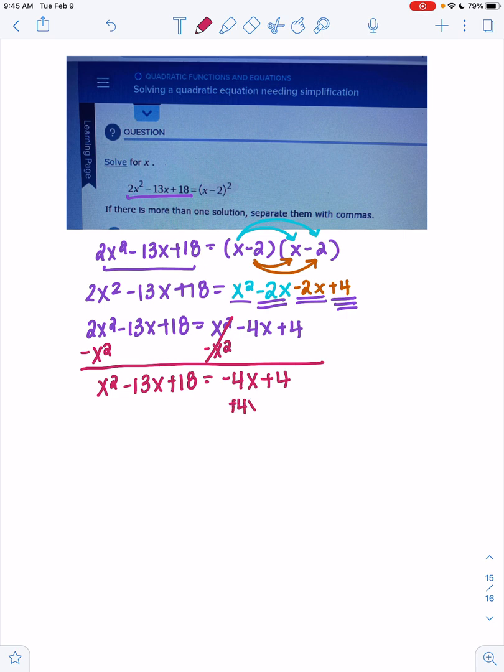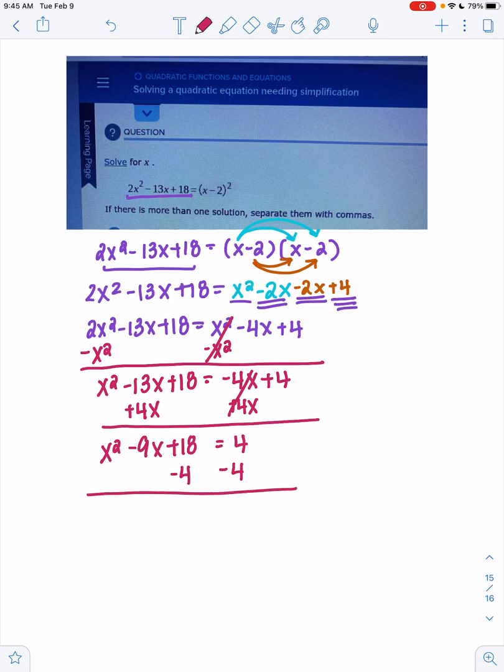So I'm going to bring the negative 4x over by adding 4x to both sides. We get x squared minus 9x plus 18 is equal to 4. Almost there. Minus 4 from both sides. We get x squared minus 9x plus 14 is equal to 0. And now we can factor this.